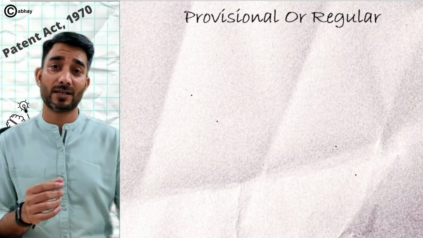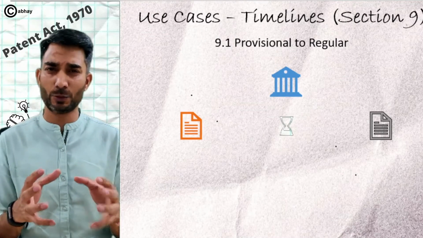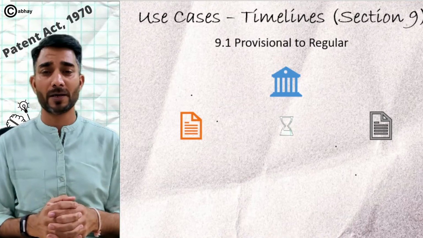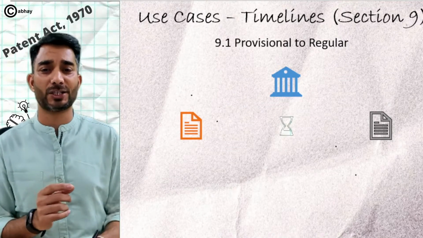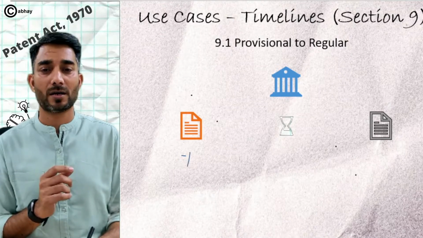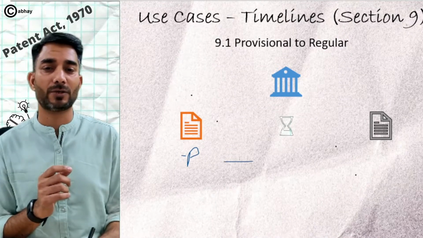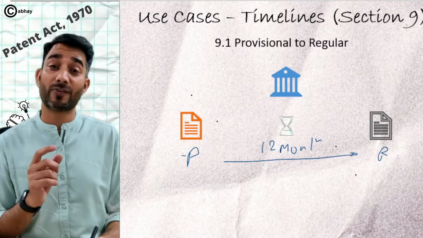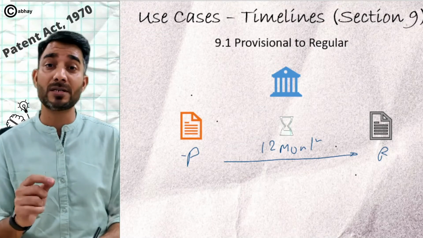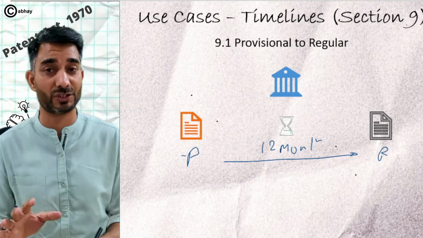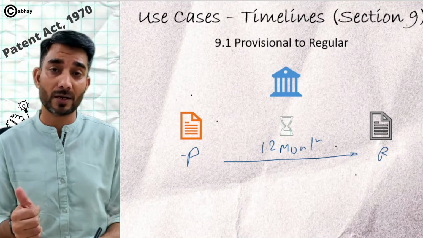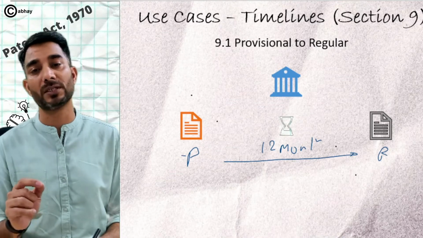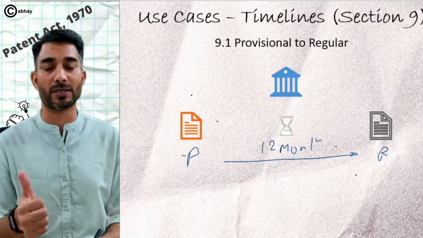So Section 9 gives us multiple use cases to understand how we need to utilize the provision given to us. If you were to file a provisional application, you need to convert this provisional application into a regular application within 12 months. Failing to do so will result in abandonment of your invention. In the sense, you will not have any invention as such. Your filing date will go away, your invention will go away. So you need to file a regular application within 12 months from the filing date of the provisional application, 9.1.